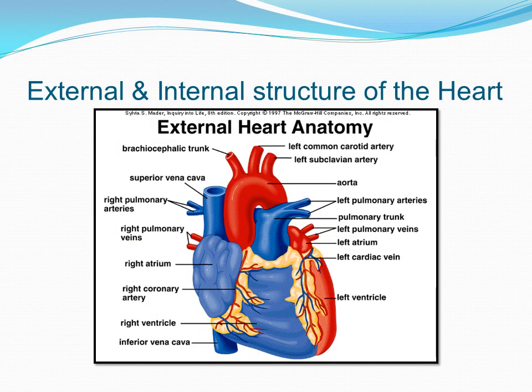Now let us see the external structure of the heart. The human heart is a 4-chambered organ. Here we can see that it is divided into two halves with the help of the interatrial septum in between the two atria, and there is an interventricular septum between the two ventricles.